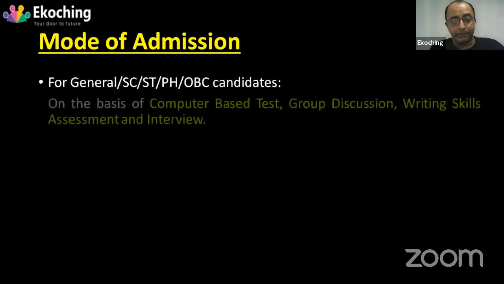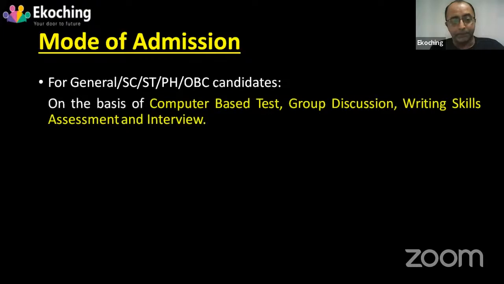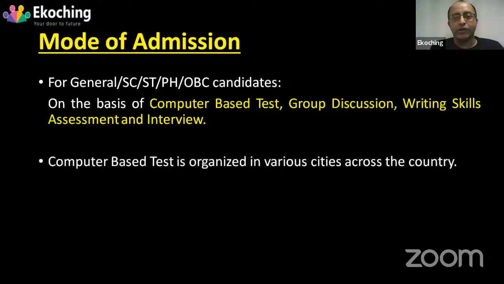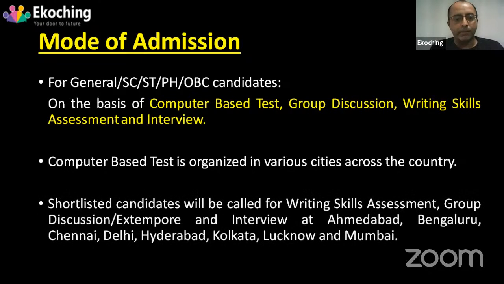Now what is the mode of admission? So for general category or SC/ST or PH, physical handicaps or OBC, the test will be conducted as discussed, computer based test होगा, and the next round will be your group discussion, writing. Once you are shortlisted for a GDPI or written ability test, you'll be called for an interview session or a group discussion session at Ahmedabad or Bangalore or Chennai or Hyderabad. They have some locations where they're conducting this second or third round of a selection process. So this will be a normal mode of select admissions for getting into IIFT.